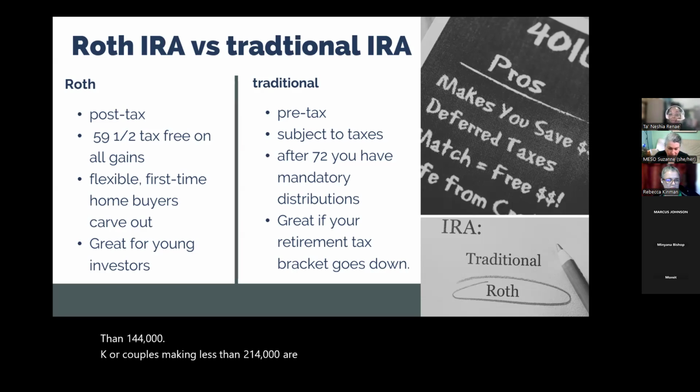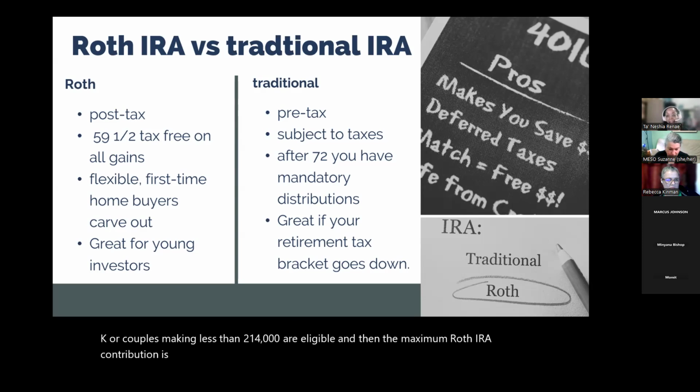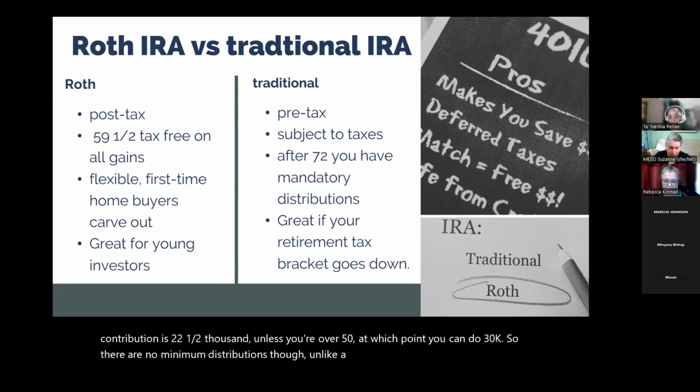And then the maximum Roth IRA contribution is 22,500 unless you're over 50, at which point you can do 30K. So there are no minimum distributions, though, unlike a traditional IRA.